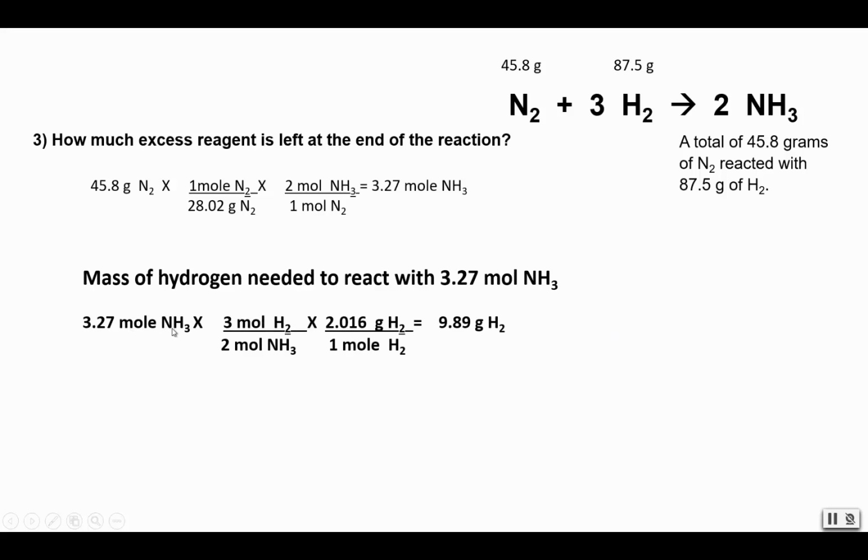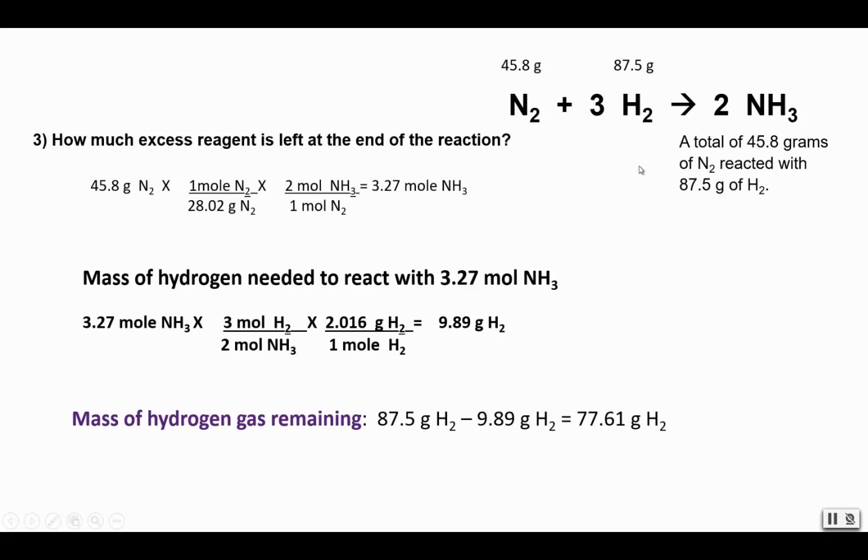I've taken the amount of ammonia that can be formed and then worked backwards to determine how many grams would have been needed of hydrogen gas to do so. And I found that I only need 9.89 grams of hydrogen gas to produce that many moles of ammonia. I have way more than that in this reaction, right? They gave me 87.5 grams, and all I'm going to use up is 9.89 grams, so I minus that off, and I have 77.61 grams of hydrogen gas that is left over, that's remaining. And this is how you determine how much the excess reagent is left at the end of the reaction.